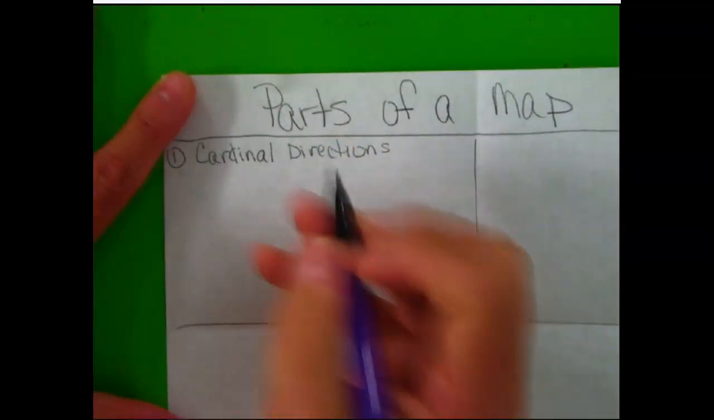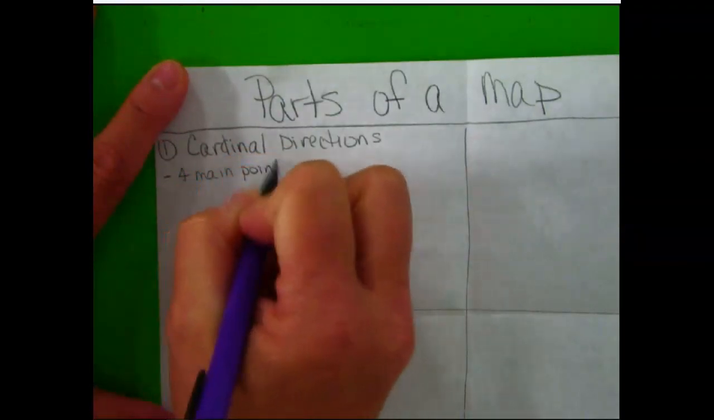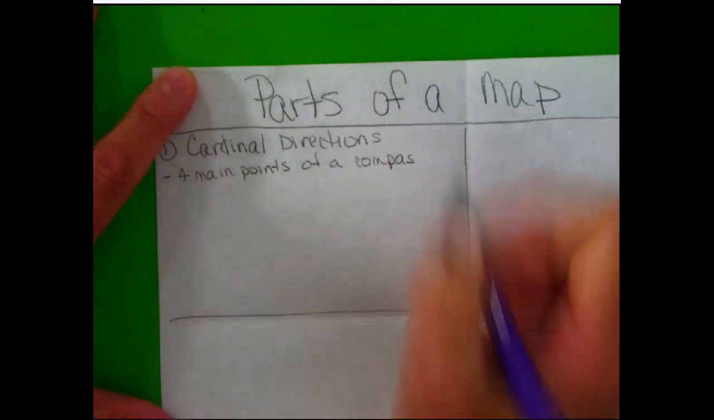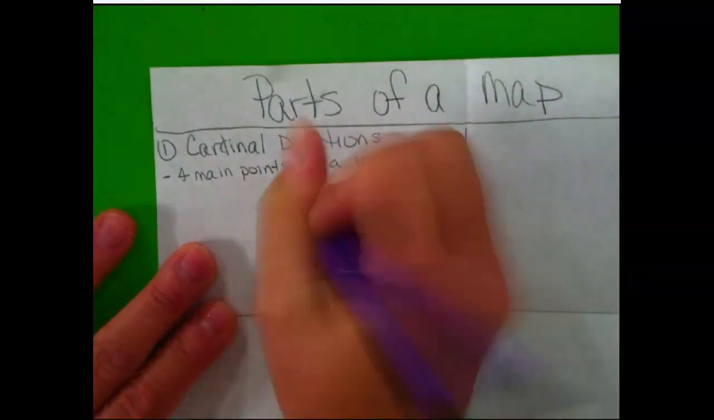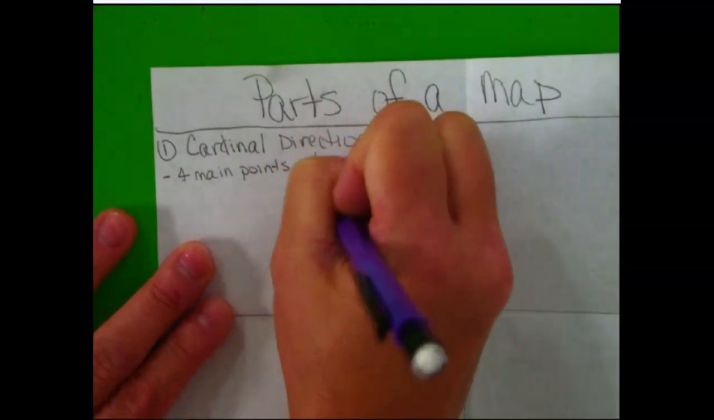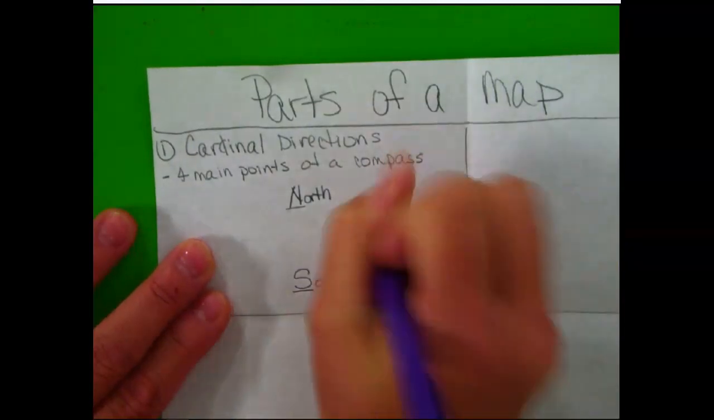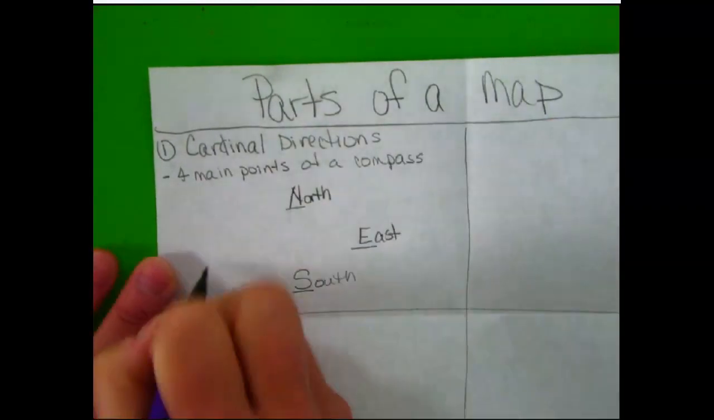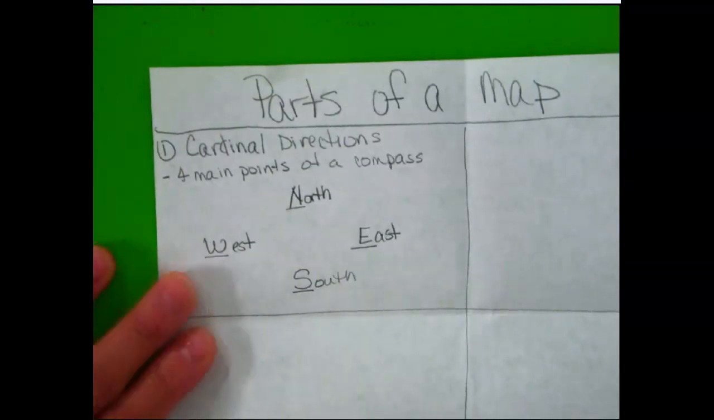Cardinal directions are the 4 main points of a compass. They are the 4 main points of the compass. They are the north, the south, the east, and the west. Please pause if the video is going too fast so that you may catch up.